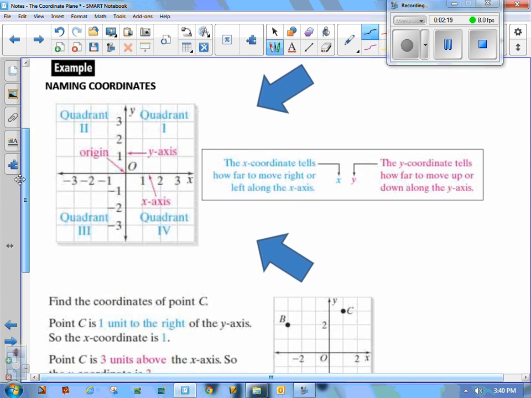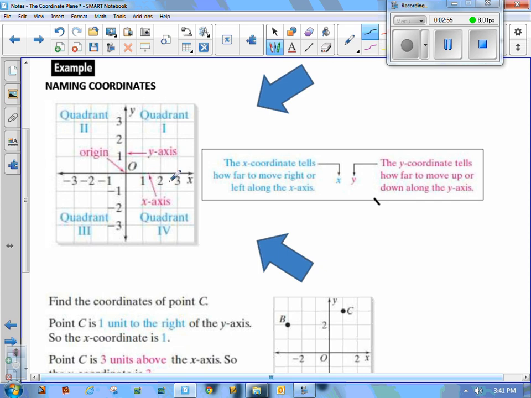Our first example works with naming coordinates. If we are to start plotting points on a coordinate plane, we need to know the name of the quadrants and how to name those coordinates. Just a reminder that there are 4 quadrants. Quadrant 1, 2, 3, and 4. Again, they go counterclockwise. We have the origin, which is right in the center where the X and Y axis, those 2 lines, form the coordinate grid or coordinate plane.